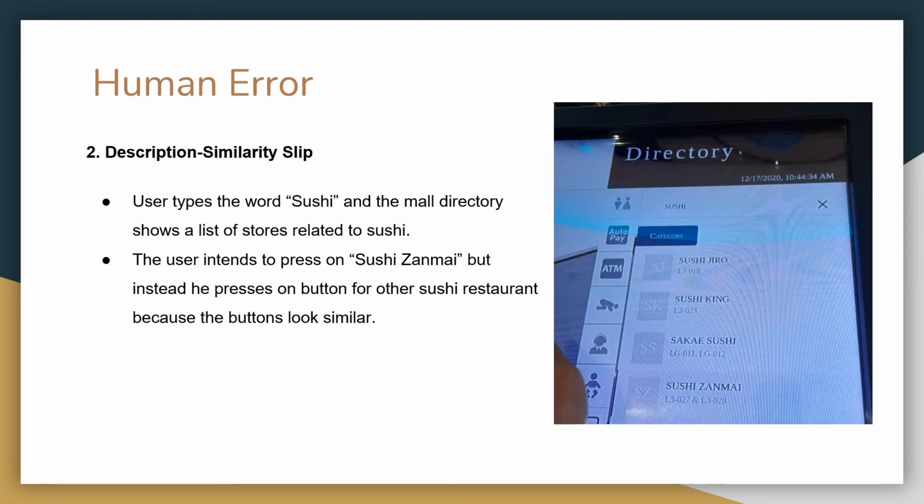The second one is description similarity slips. The user types the word sushi and the mall directory shows a list of stores related to sushi. The user might press the wrong button for another sushi restaurant because the buttons look similar.